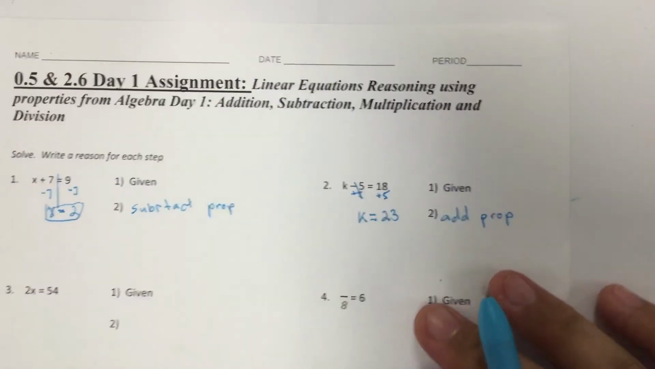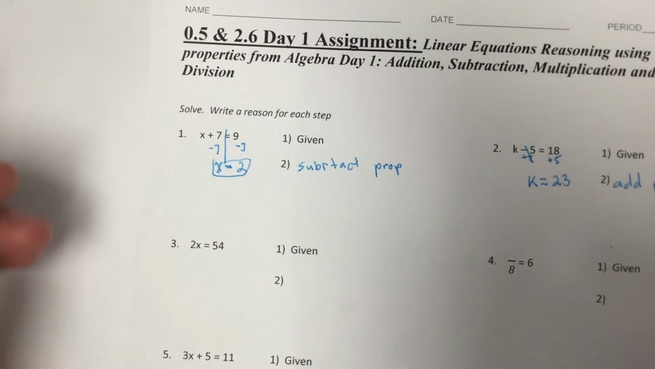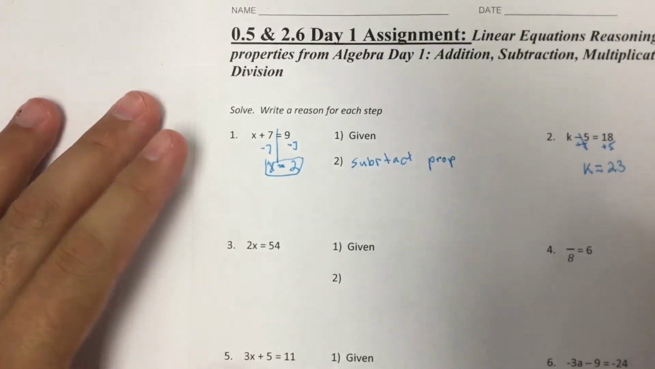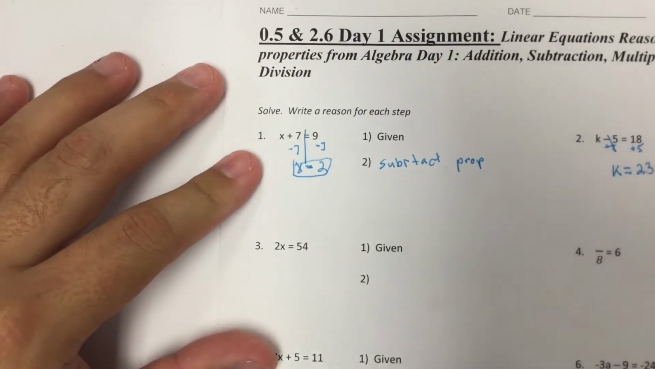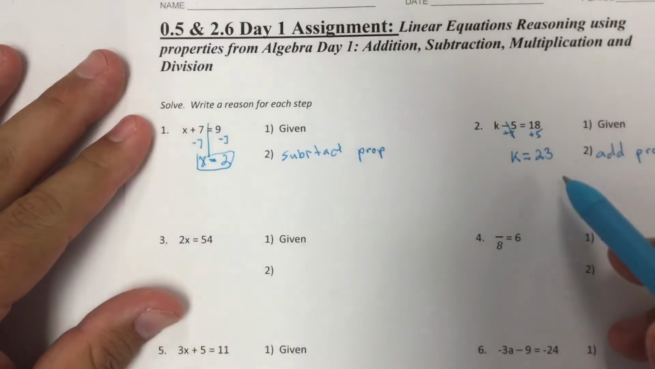Basically, you're just telling me what you're doing in algebra. Given is what you're given. It's what you start off with. That's why it's always your first reason 99.99% of the time. Okay? Because I'm given this statement, this x value is going to be different than what these x values are, right? So that's the way that we're working in this.